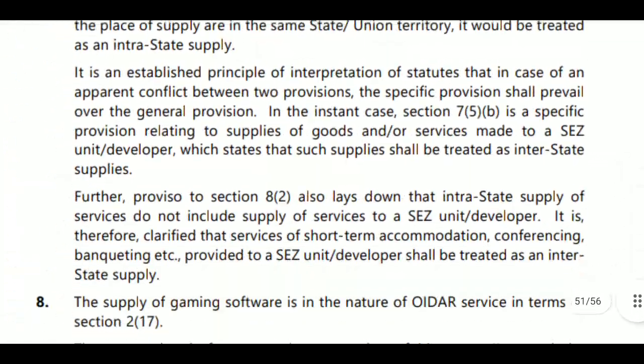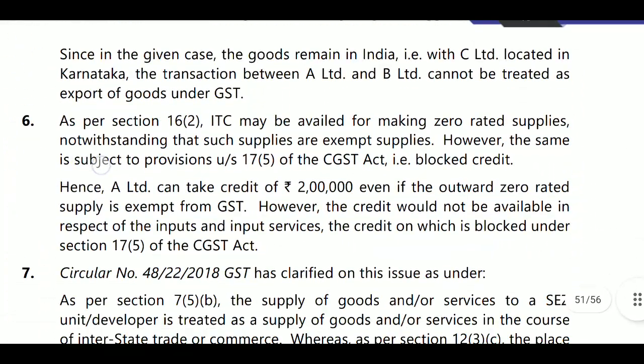So what is there in the answer? Question number 6 answer will be as per section 16(2). Section 16(2) says that ITC may be availed for making zero rated supplies, notwithstanding that the supplies are exempted supplies. If it is an exempted supply, then credit will not be allowable. However, the same is subject to the provisions of section 17(5) of the GST Act, that is, blocked credit. Hence, A Limited can take credit of 2 lakhs even if the outward zero rated supply is exempted from GST.